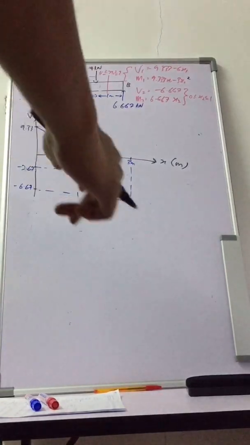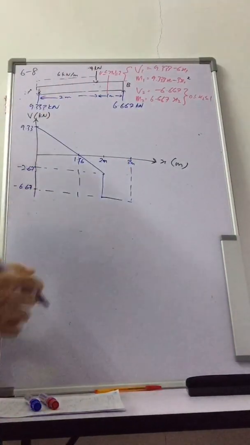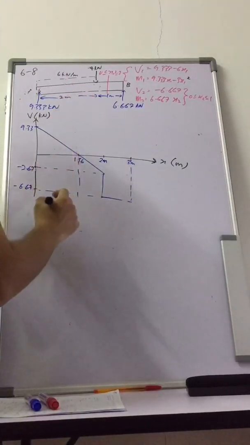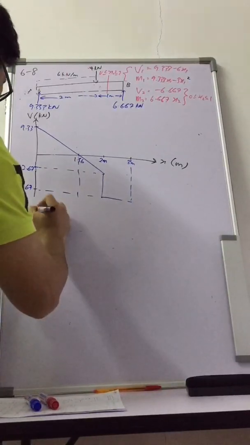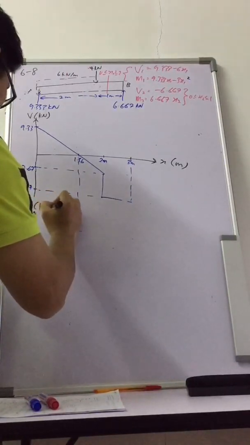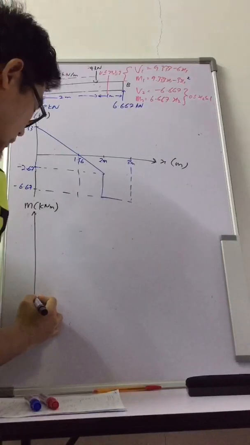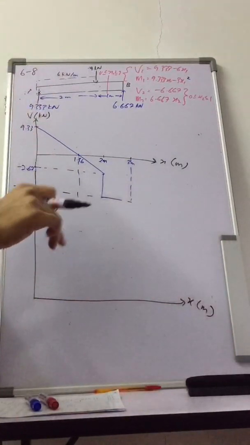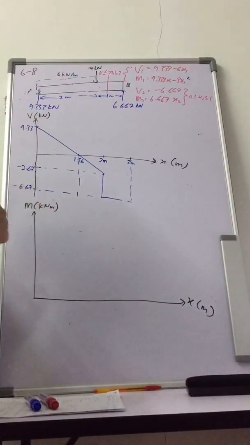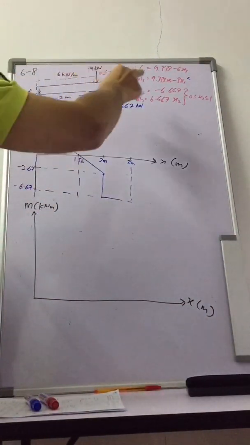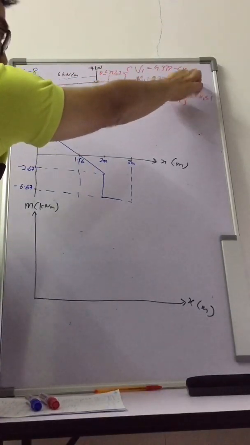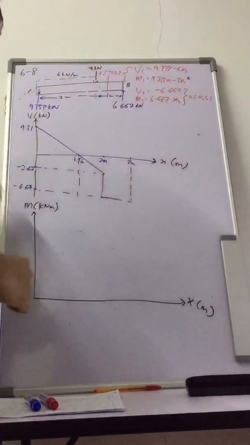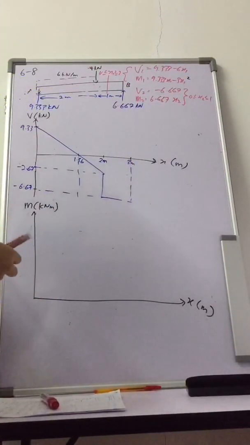Okay, after we got the internal shear force V, then we have to draw the internal bending moment M. The unit is kilonewton meter. Then we draw the x in meter. Alright, so what is the equation for M? Previously I forgot to write the power of 2 here, so M1 equals 9.33 x1 minus 3 x1 squared.